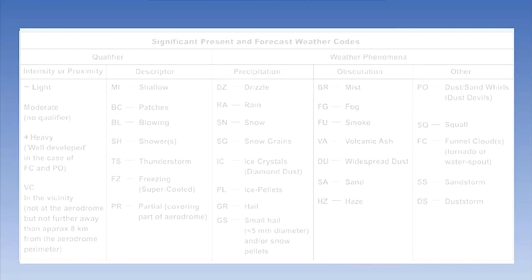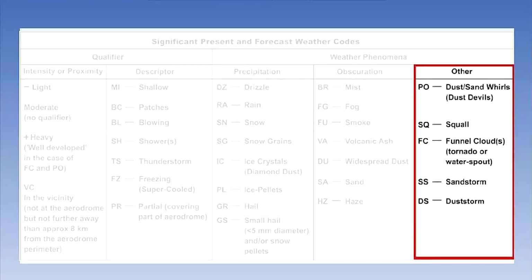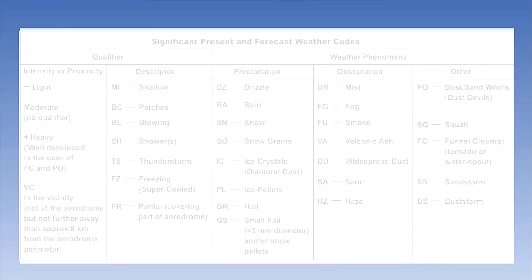You might find it interesting that some of these letters actually come from French words for the phenomena. Learning the origin can be a great memory trick. For example, let's look at BR for mist. It actually originates from the French word for mist, which is brume.